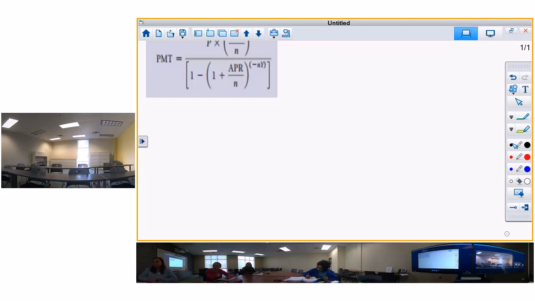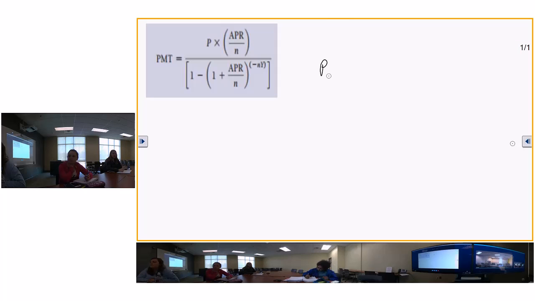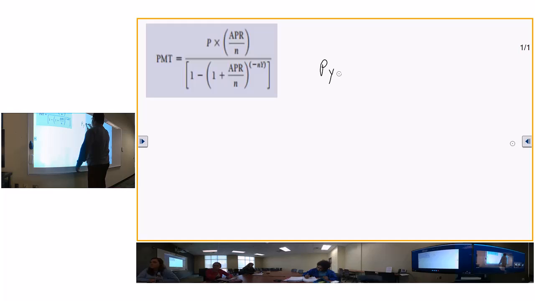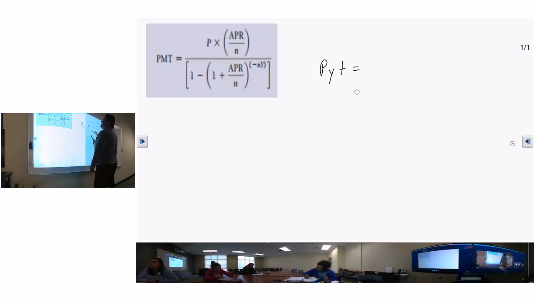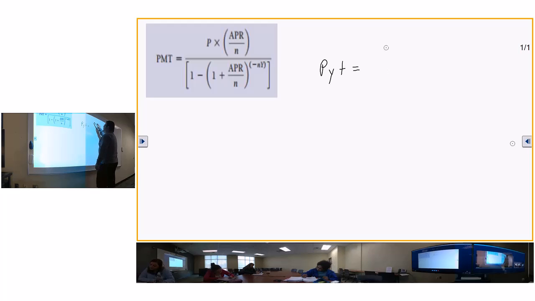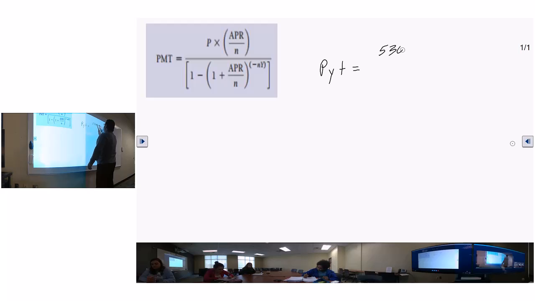For the new question or the old question? Because only one thing changed, the one before I messed up everything. Payment is equal. What is my principal? Was it $4,000? $5,300. How much was on the credit card? 5,300. R is 0.16 divided by 12.